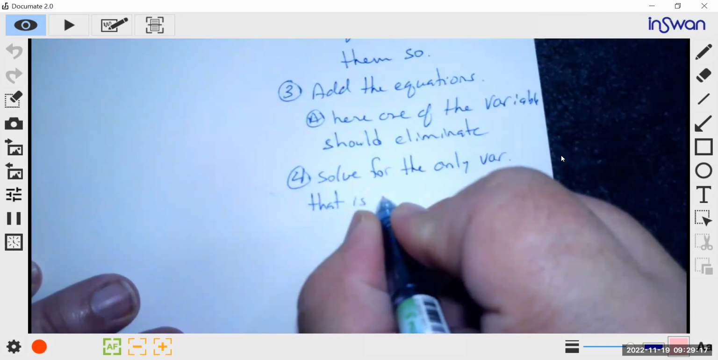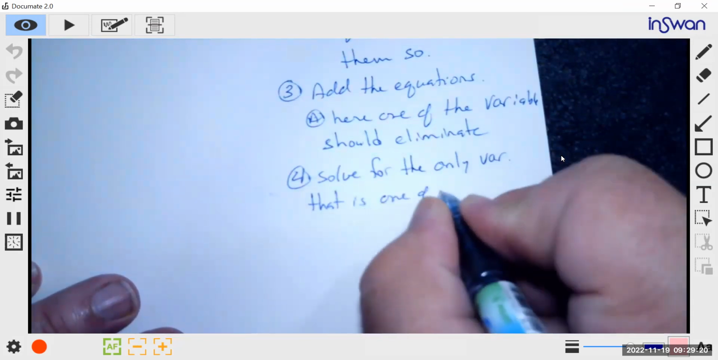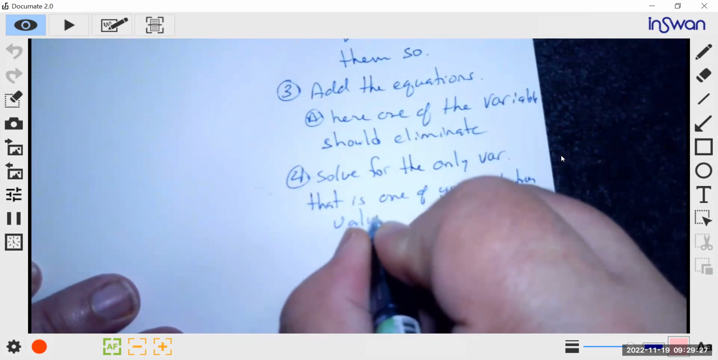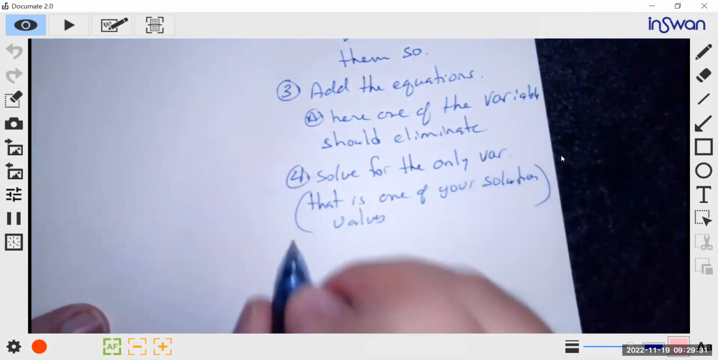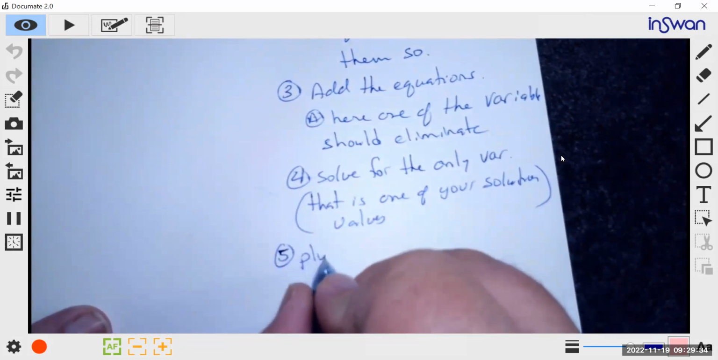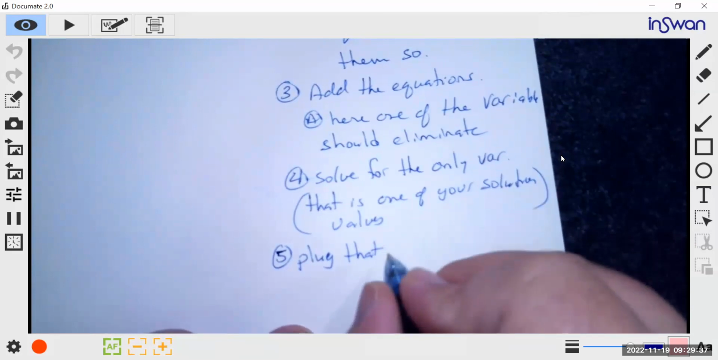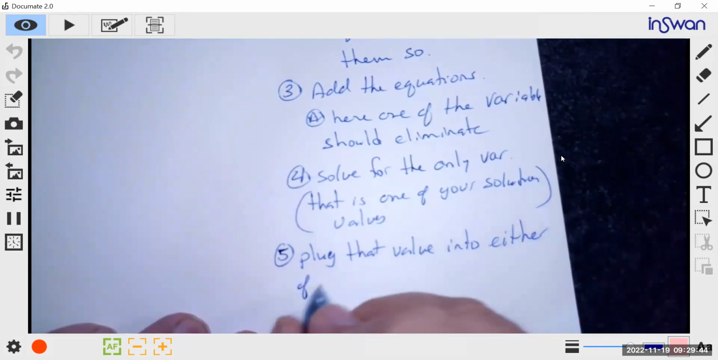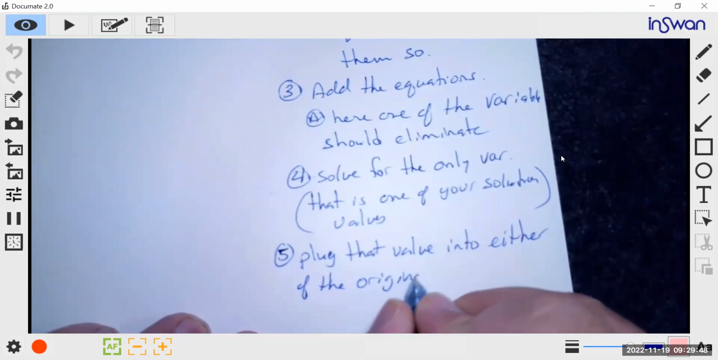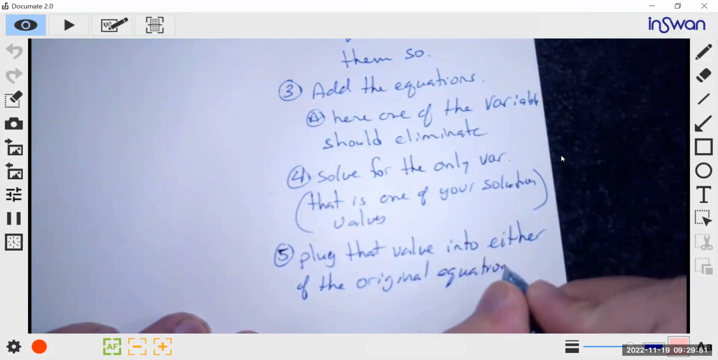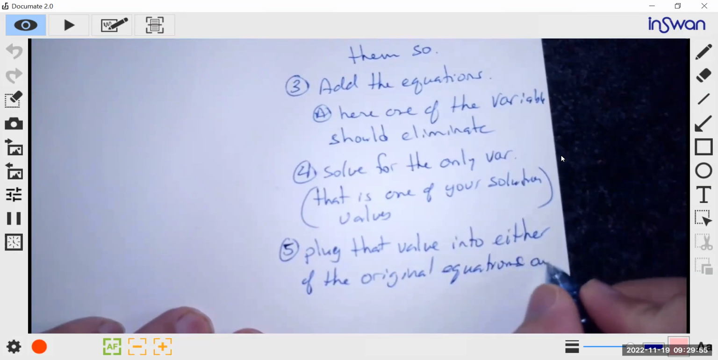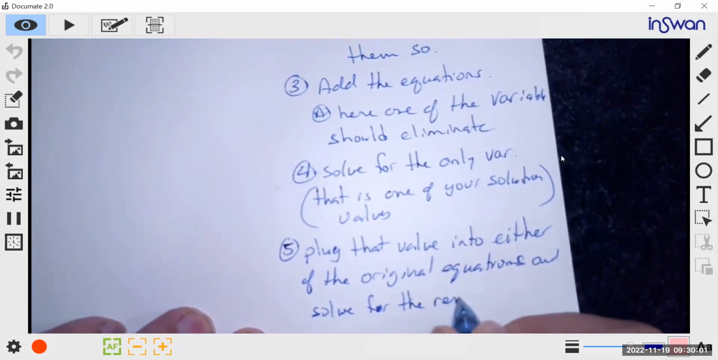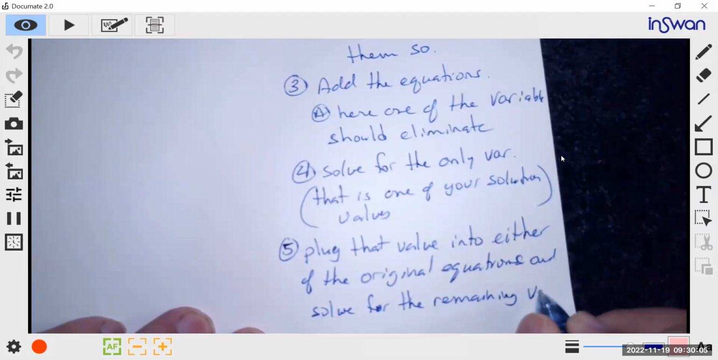That is one of your solution values. Now plug that value into either of the original equations and solve for the remaining variable.